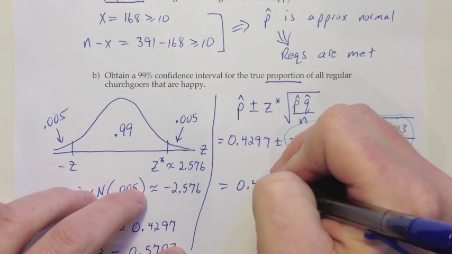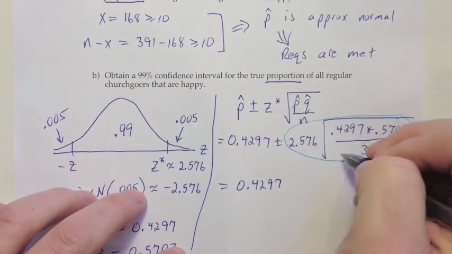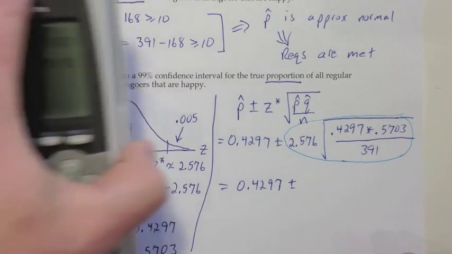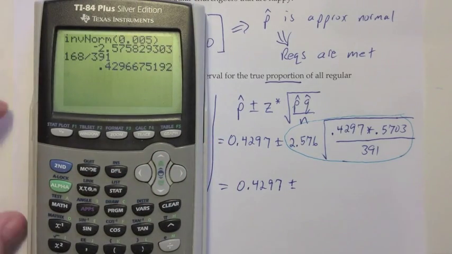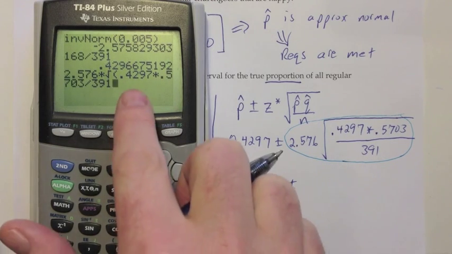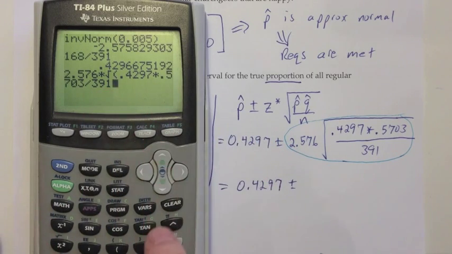So this is 0.4297, and I want to figure out this plus or minus piece right here. So let me plug that into the calculator. So let's see, we have 2.576 times the square root. The calculator opens the parentheses, and I want to make sure I do not close that until after I have all three of those numbers entered in. So I've entered the p hat, the q hat, and the over n, and then I close the parentheses.